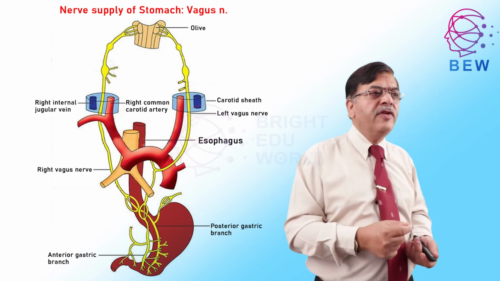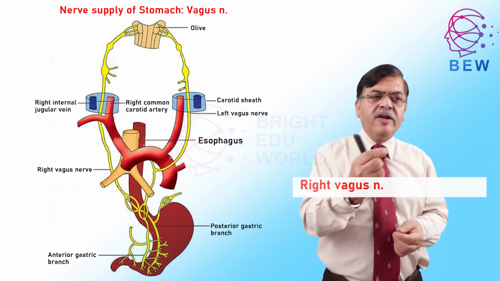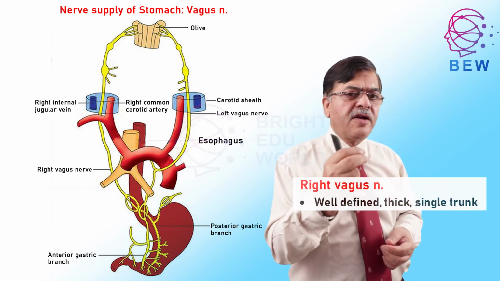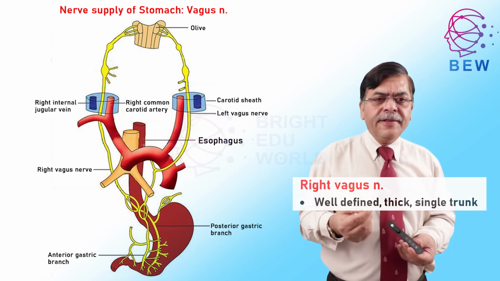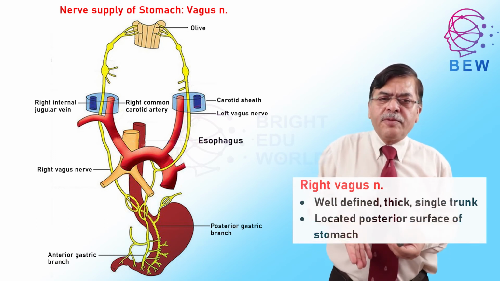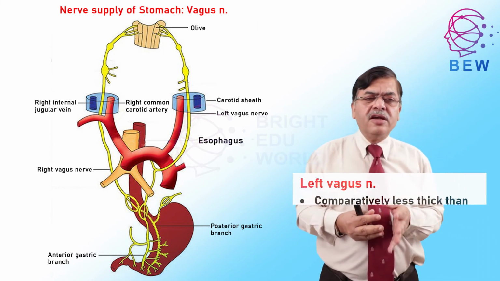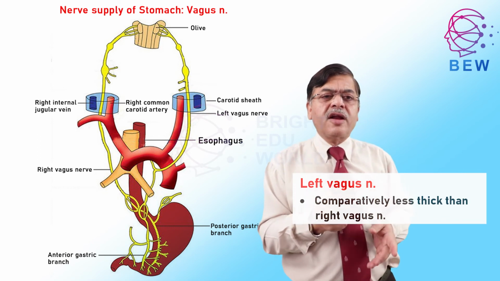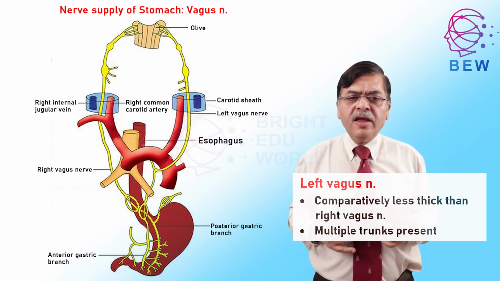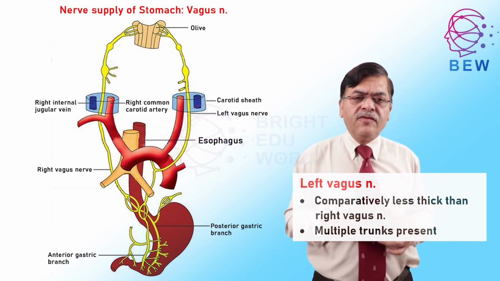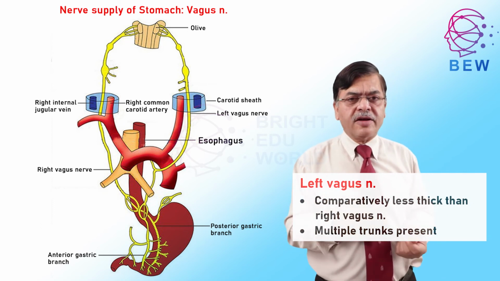When you look at the vagus nerve during surgery, you will find the right vagus nerve very well defined, generally a single, quite thick trunk. You can feel it easily. It is lying just behind the upper part of the stomach. The left vagus, or the anterior vagus, is generally not that thick and not a single trunk. Most of the time you will find the left vagus in 2-3 multiple trunks, and it is really difficult to locate all the branches, but if you look carefully you can find them.